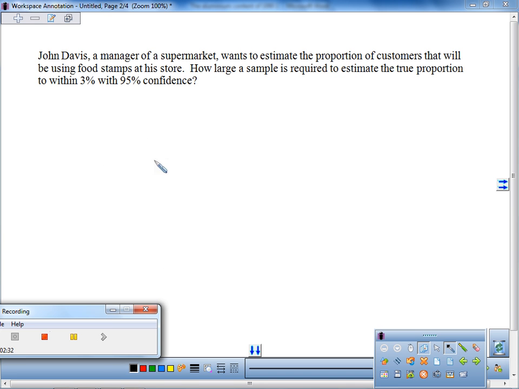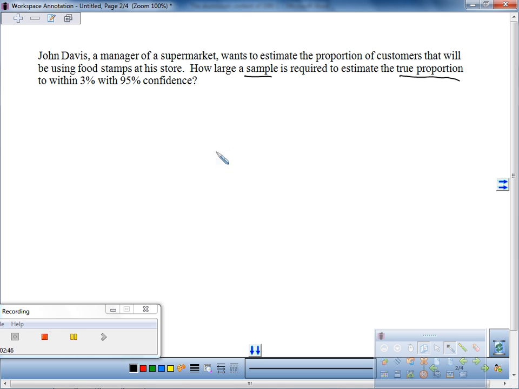All right, now here's another sample size problem. A manager of a supermarket wants to estimate the proportion of customers that use food stamps at the store. How large a sample is required to estimate the true proportion to within 3% with 95% confidence?